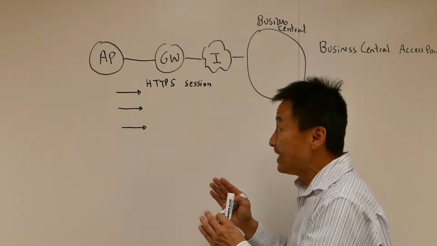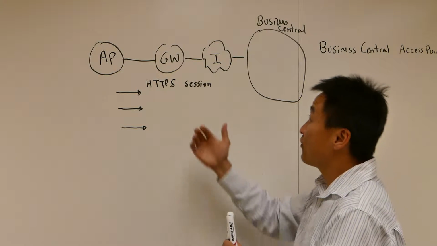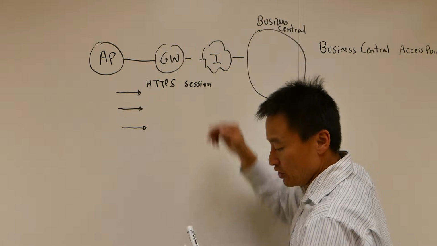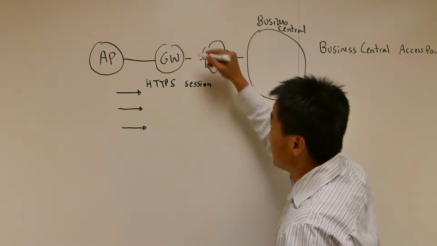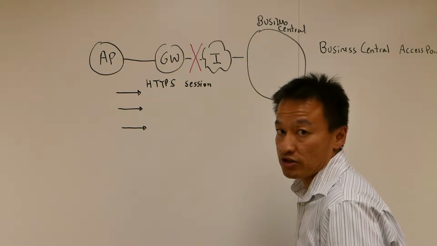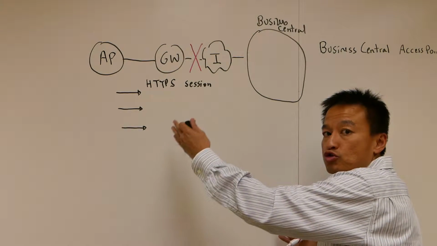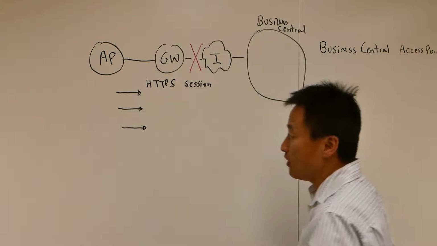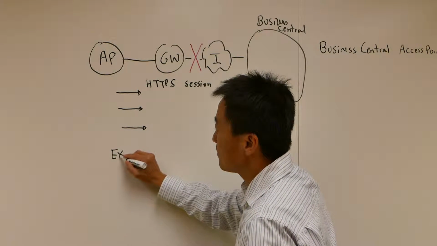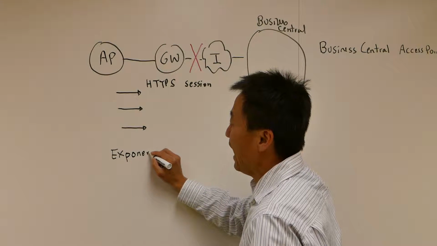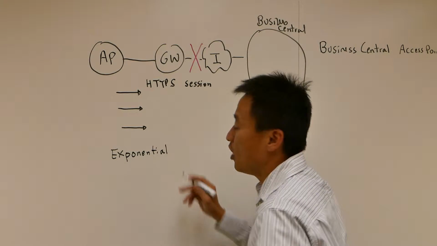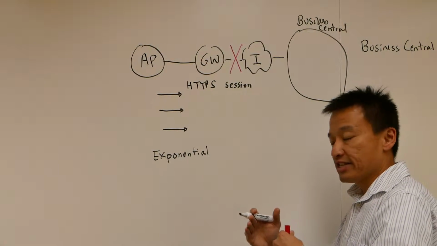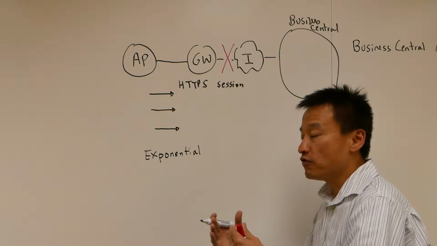In the case that the access point first tries to communicate with Business Central and there is some connection issue, I'm going to put a red item here, meaning there's no connection for some reason. The access point is going to try 3 times, and then it's going to back off. We have an exponential back off, so as the access point tries more often, the gap between the tries will increase. That way you don't incur too much traffic over the network.